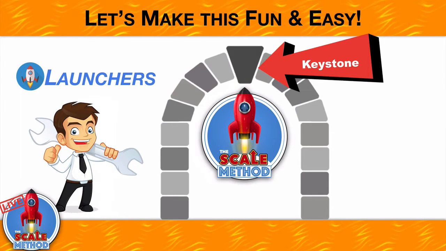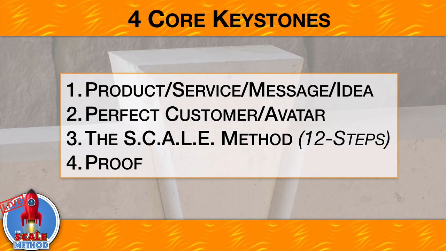You see, we have something called 4 keystones. And a keystone, just to remind everybody, is something that holds everything together. So this is very important. We have 4 keystones for the scale method. Now the 4 keystones are this. 1, you got to have a product, service, message, or idea that you can monetize online. Also, you want to have the perfect customer avatar. We'll get into that training in just a moment.